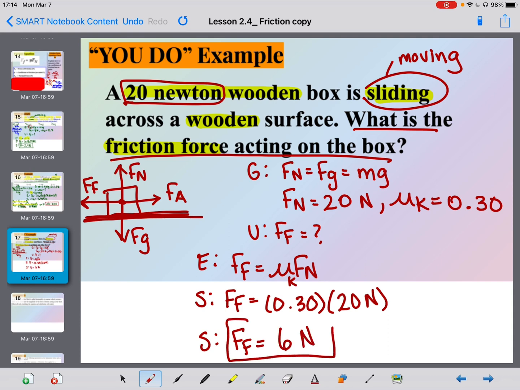So not too hard, just following what we see in the paragraph, making sure we're marking it up, and then we're just applying what we already know into the new formulas we learned for friction. That's it.